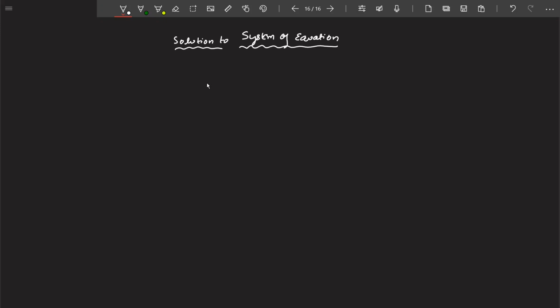So till now, whatever we have discussed, we have just solved a single equation and found out the value of a single variable. But now what we are going to do here is discuss a system of equations, where there is more than one equation. Okay.